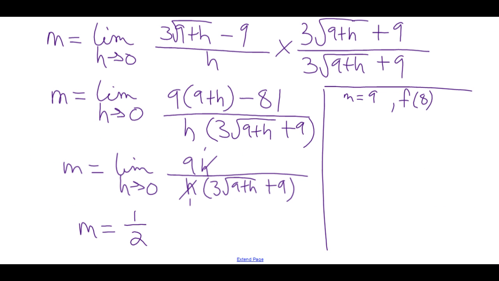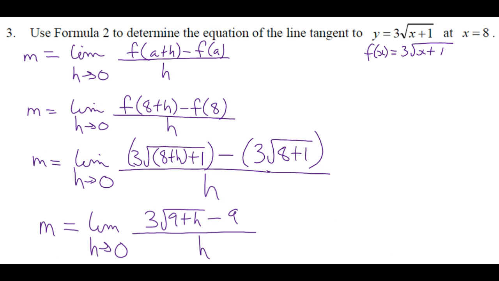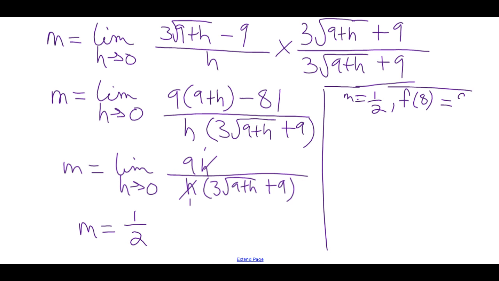Where does that 9 come from? That's a good question. It was right there, it was a 9. I just wanted to copy it down. What was f of 8? 9, right? 8 plus 1 is 9. Root 9 is 3. 3 times 3 is 9. Okay, so f of 8 is 9. So we have the point. Got the slope, got the point. Use your favorite method and determine the equation of the line.